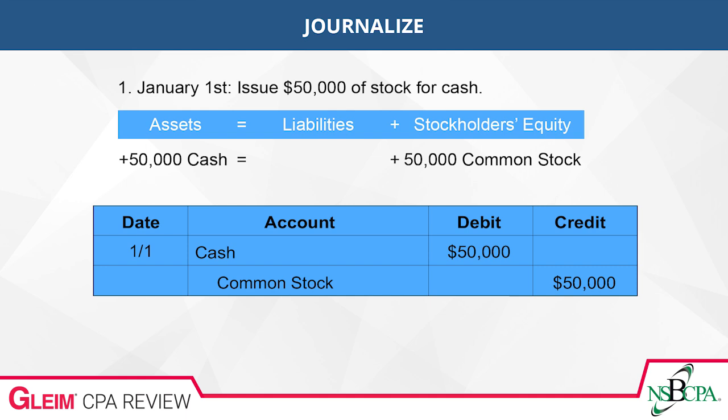Remember how I suggested that you write down the debit and credit rule? This is where you can have the rule in front of you to apply the rule. So here, we show an increase to cash as a debit to cash. The increase to common stock is a credit to common stock.